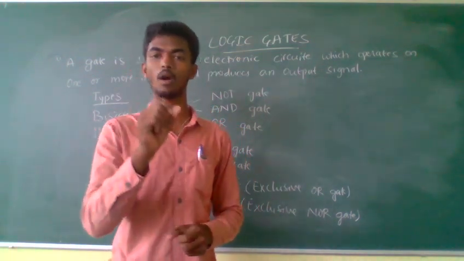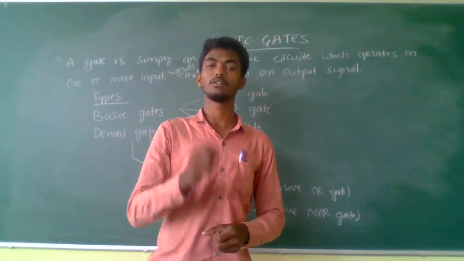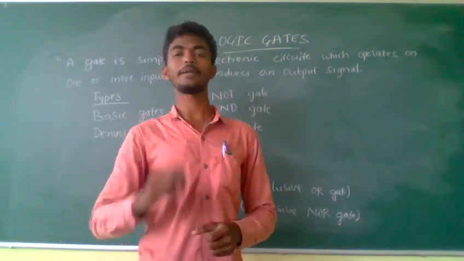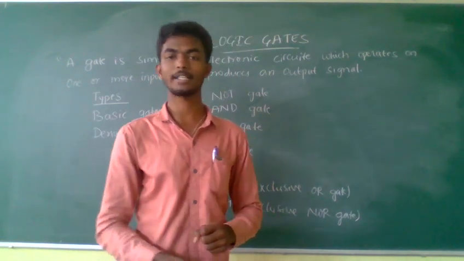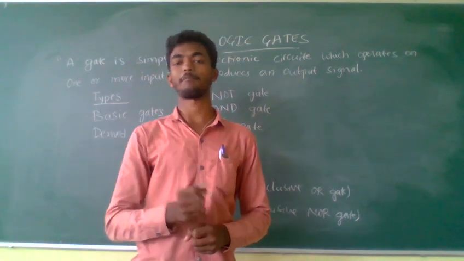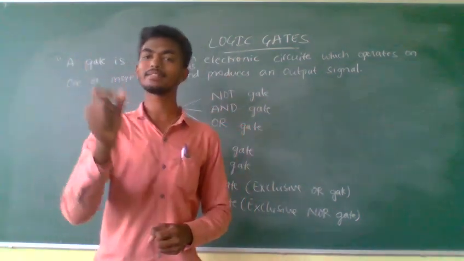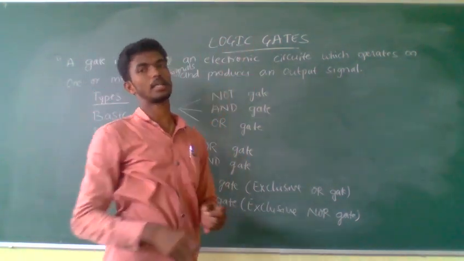are nothing but the NOT operation, AND operation and OR operation, where the NOT operation is a complementary operation, the AND operation is nothing but a logical multiplication, and the OR operation is nothing but a logical addition. On the basis of these operations, we explain the logical gates.